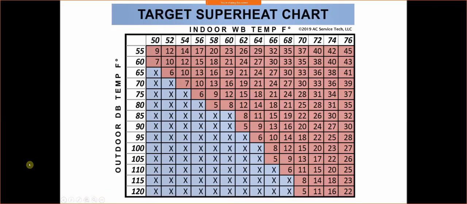Use the measurement on the digital manifold gauge set. But in this instance, we're going to be using the target superheat chart. So if you look at 68 over at the top, and you bring that down and you're lining up with 90 degrees, you have a target superheat of 16 degrees. Now, right below that, you see if our outdoor dry bulb temperature was 95 degrees, it would be 14. So we're looking at right around 15 degrees as a target superheat.